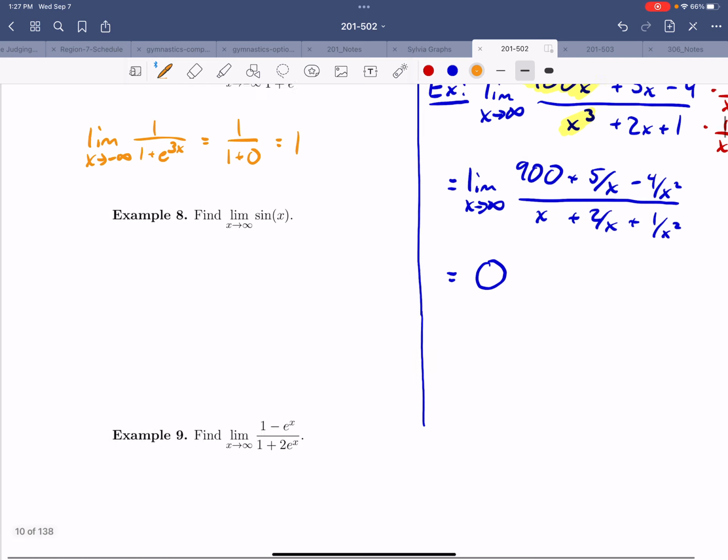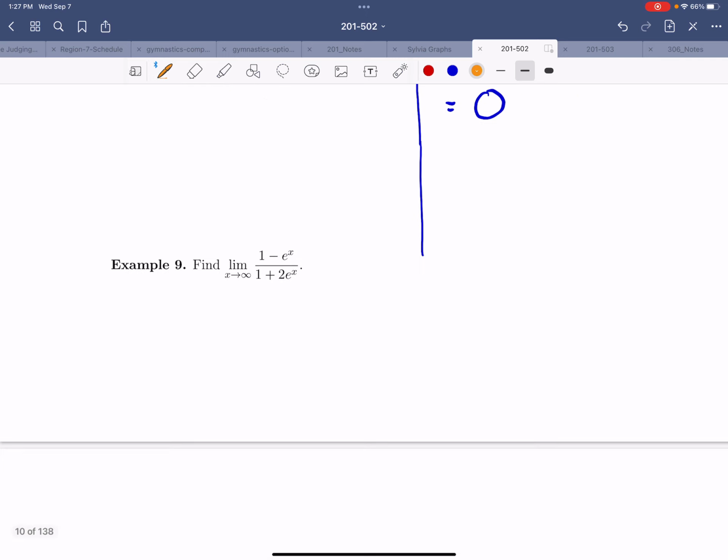Okay? Let's skip example 8 for right now. Maybe we'll return to that the next class. Example 9, though. Let's take a look at example 9.